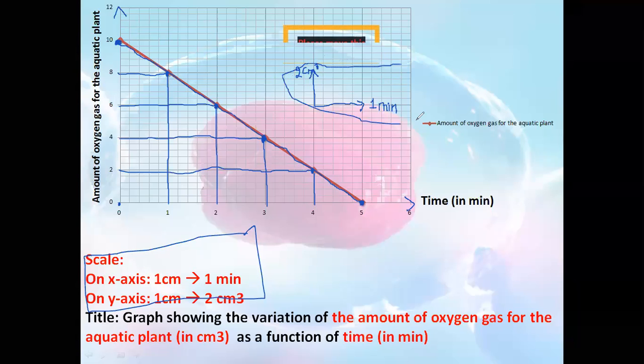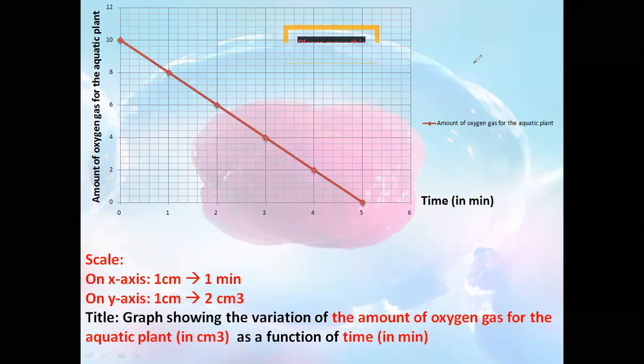This is another way for the scale. If you want to use this or you want to use this, they are the same. But this one, I think, is easier and faster and it saves time. Okay, so you can draw it in the graph. Also, you don't have to forget to give the title. Graph showing the variation of what? Of the y-axis, the amount of oxygen gas as a function of the time in minutes.